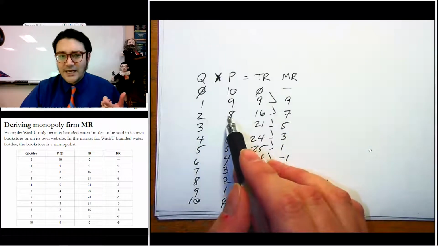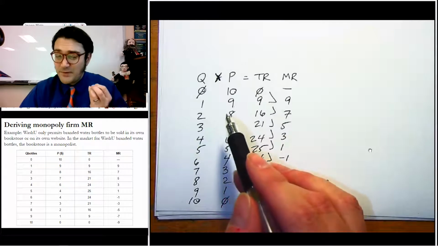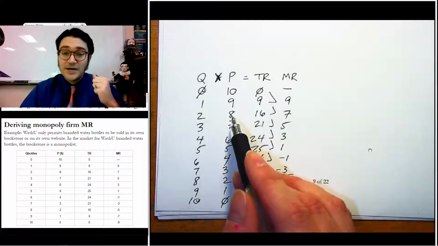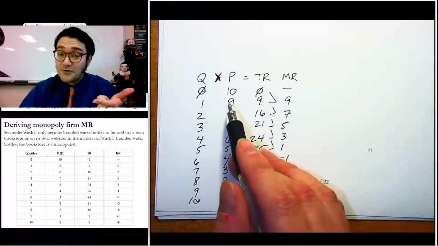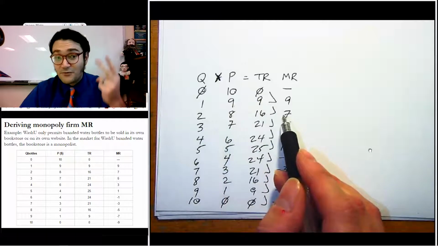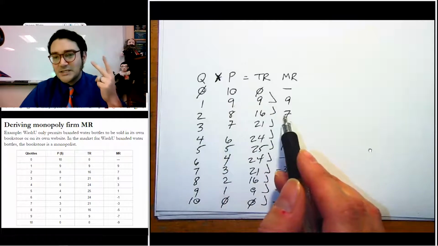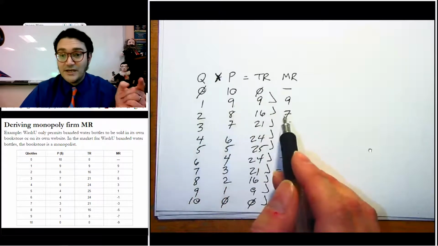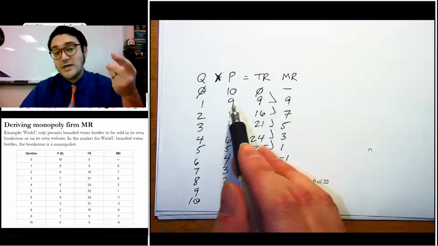And why did they not get the full $8? Well, they got 8 from that transaction, but in order to get that 8, they actually had to give up $1 on the previous water bottle that they used to sell for 9, and now they're selling for 8. So that's why the marginal revenue was only 7 from the second water bottle. The revenue generated by that second water bottle isn't 8, it's 7. And that's because, again, they had to lower the price on the previous units.